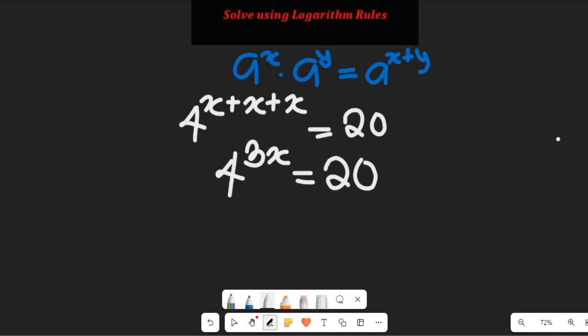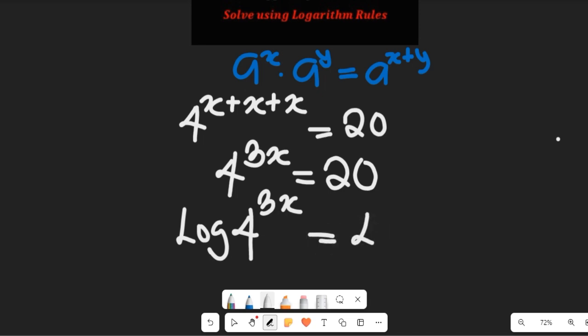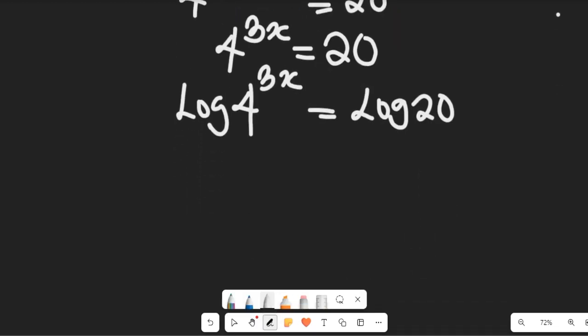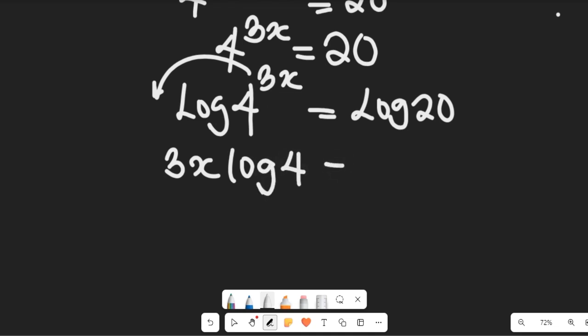Now, if we apply logarithm, we are going to have the log of 4 to the power of 3x equal to the log of 20. Taking these two parts, according to the law of logarithm, the power is going to multiply the log. And then this will give us 3x multiplying the log of 4, which is equal to the log of 20, which can be written as the log of 4 multiplied by 5, right?